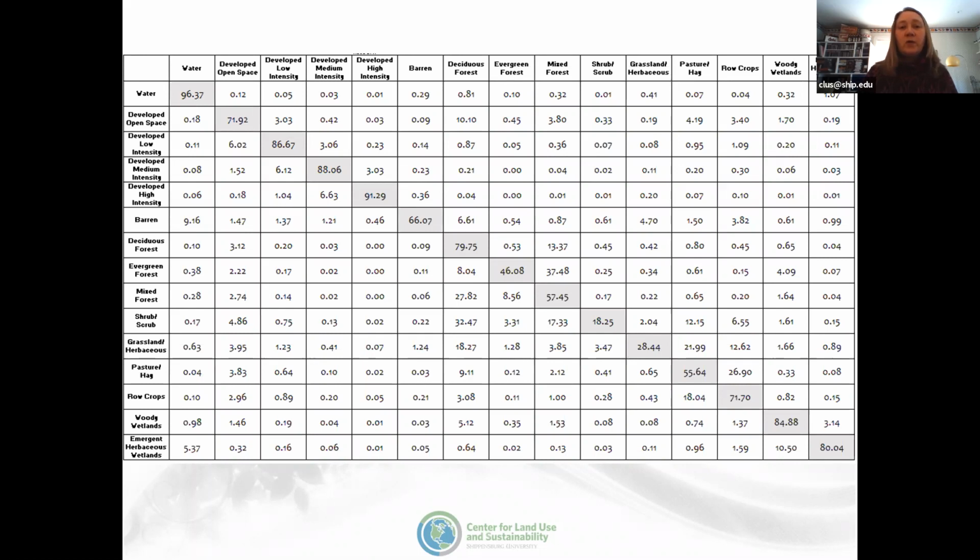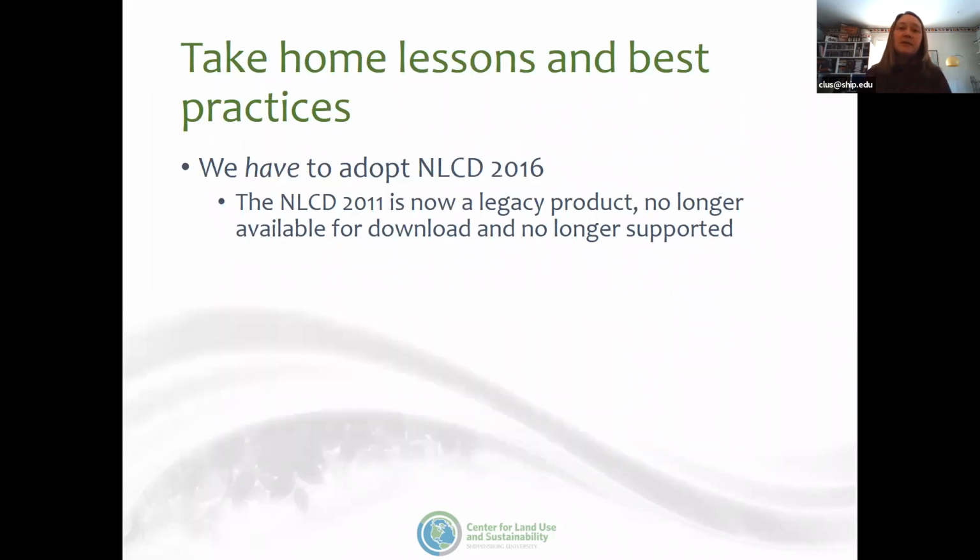So when we move forward with what the take-home lessons and best practices are, first of all, we are all going to have to adopt the 2016 edition product. The 2011 edition is now a legacy product. It's no longer supported by the multi-resolution land characterization program, and you can't even download it from that website anymore. So that means we need to look at 2016 as our new baseline.